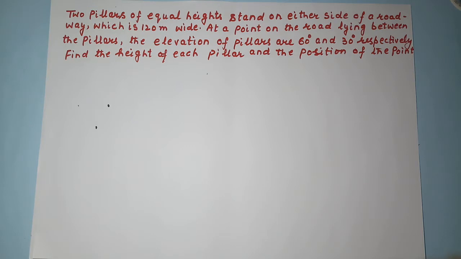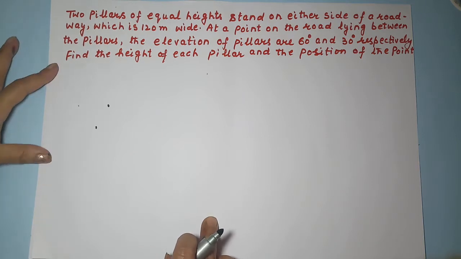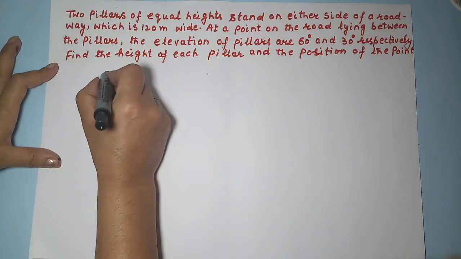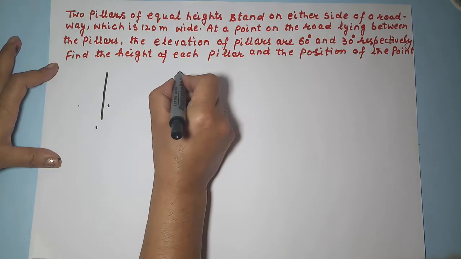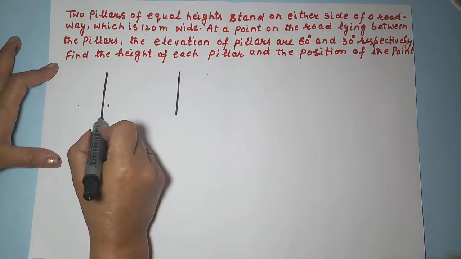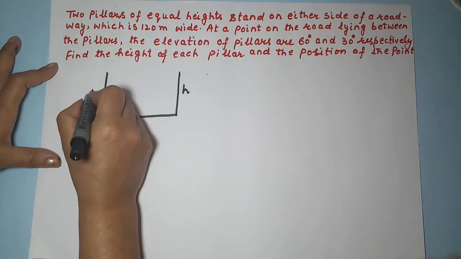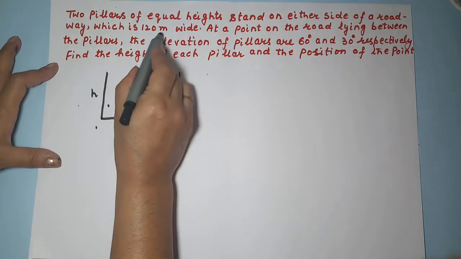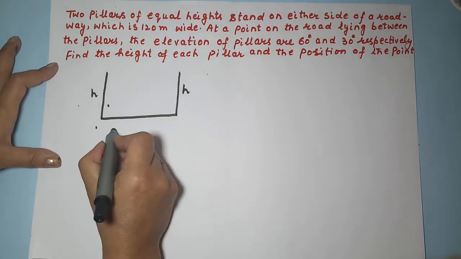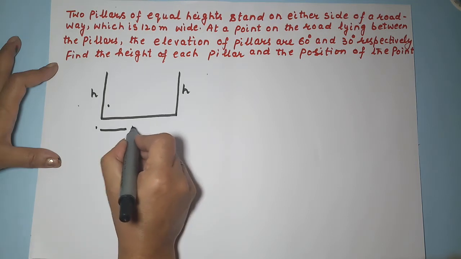Next one. He's saying that two pillars of equal heights stand on either side of a roadway. Okay, so there are two pillars like this of equal height. This is the roadway. Let this be H. This is also H, and the road is 120 meter wide. So the total distance is 120 meter.